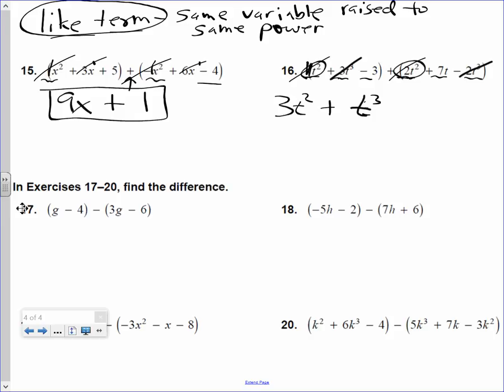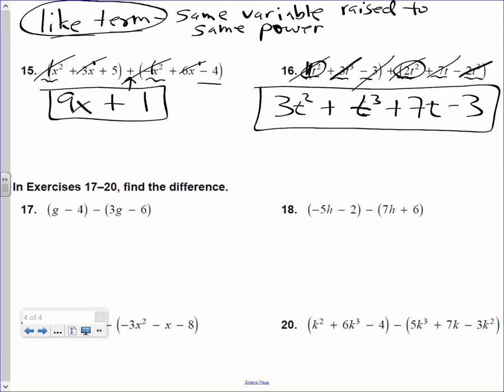7t, there's nothing to combine it with, so I'm just going to add this to my final polynomial. It doesn't just disappear. And the -3, I'll add that to my final polynomial, and here's our final polynomial. It's a 4-term polynomial. But it's unprofessionally written. Why? Can someone tell me why it's unprofessionally written? Standard form, perfect word too. Standard form, highest exponent first.